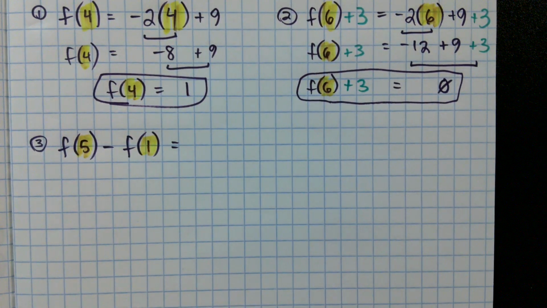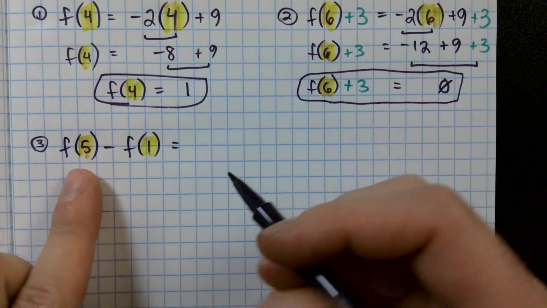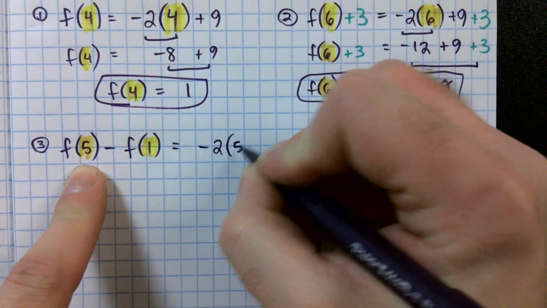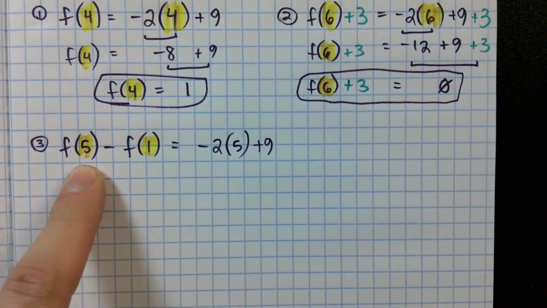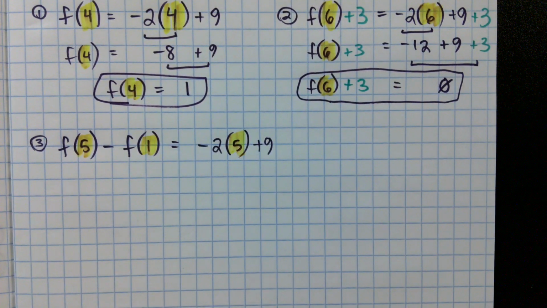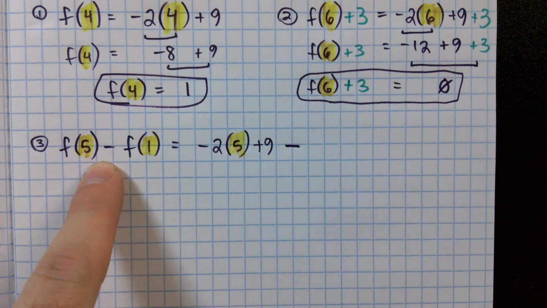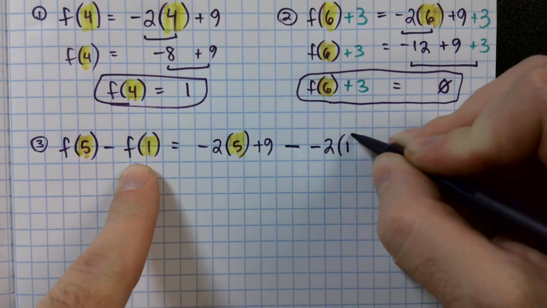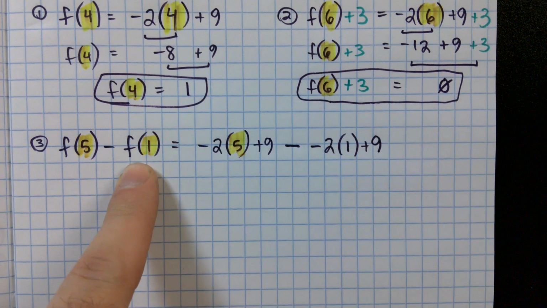Okay, f of 5 minus f of 1. You guys okay in the middle? Kai, Aldrich? Yeah? Okay. Well, what's f of 5? f of 5 would be negative 2 times 5 plus 9, minus, well, f of 1 would be negative 2 times 1 plus 9.